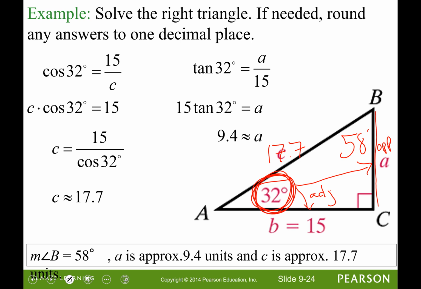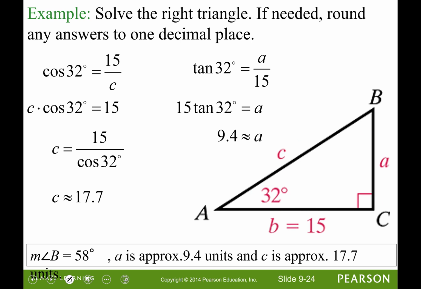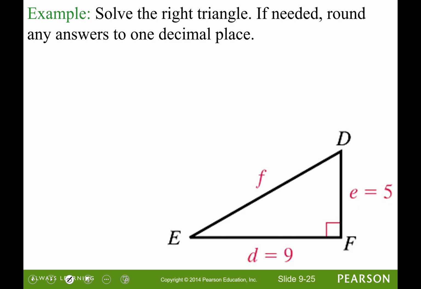And erasing all my scratch work here to get them all. Let's see, we've got measure of angle B being 58 degrees, got that. We got A is approximately 9.4 units, got that. And I'm just reading the bottom here. C is approximately 17.7 units. Okay, so we have officially solved the triangle. We know all three side lengths and we know all three angle measures. Okay, I want you to go ahead and pause this video and try to solve this right triangle.